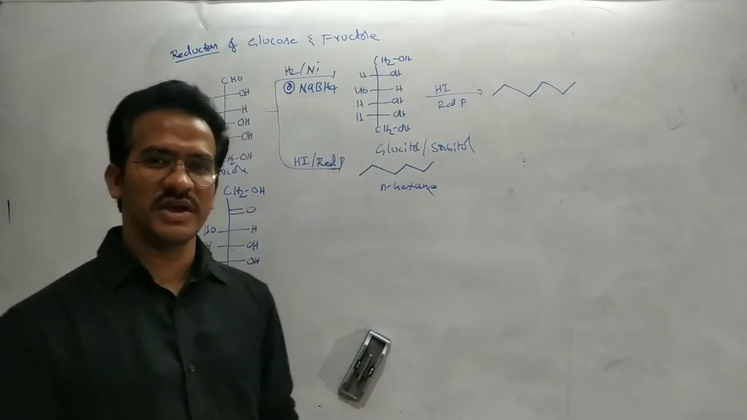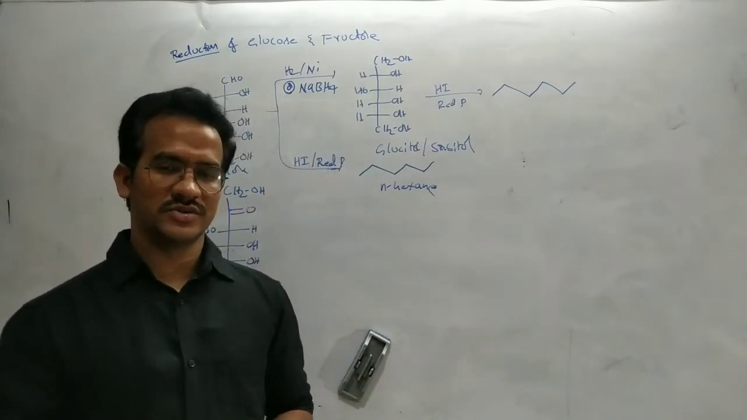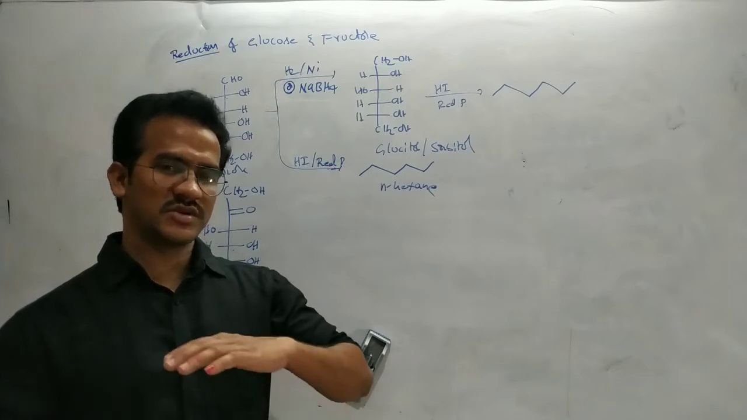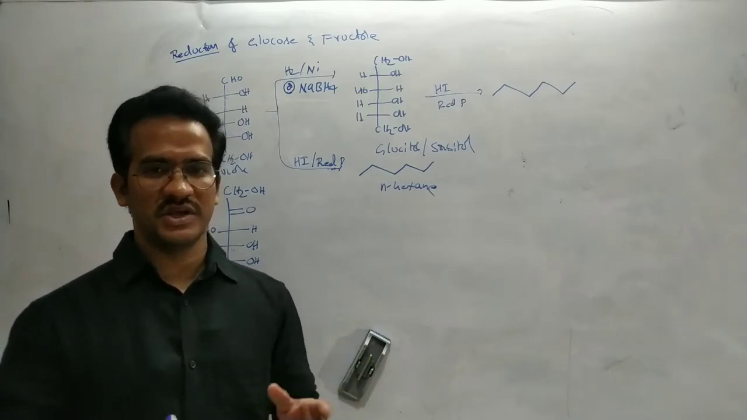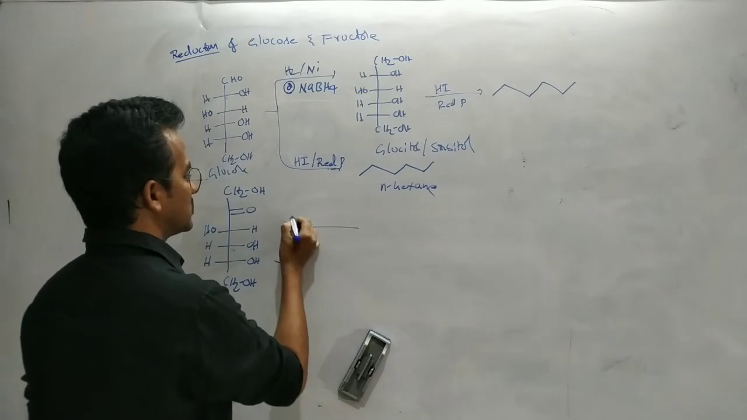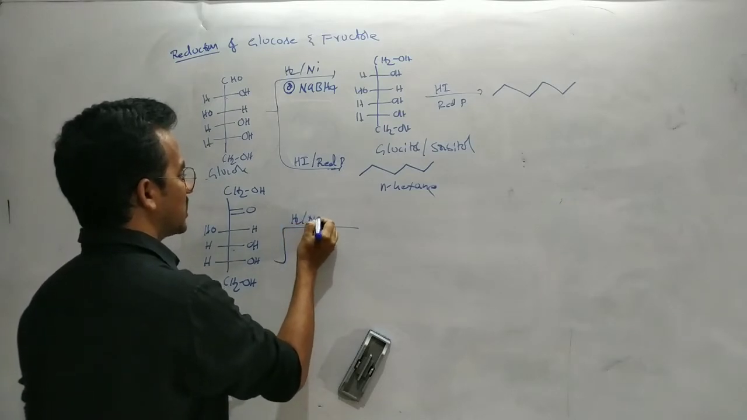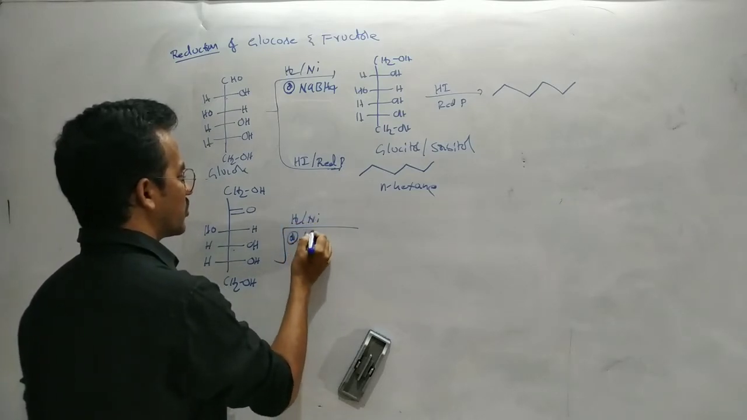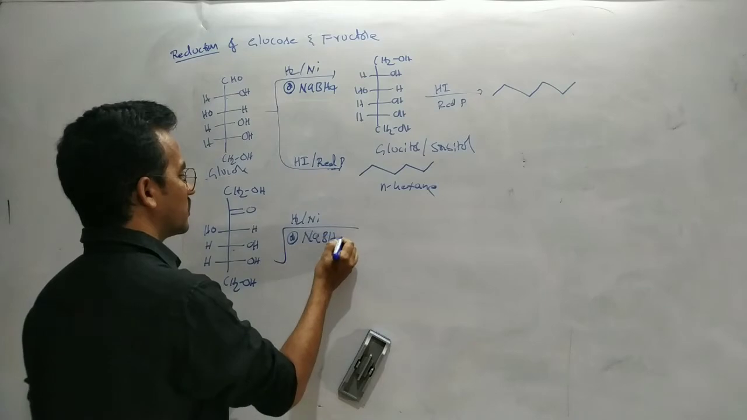Of course, here formation of N-hexane denotes there is a presence of the 6 carbons in glucose in a straight chain. Okay, that's it. Now coming to the fructose. This fructose on reduction with H2/nickel or sodium borohydride NaBH4.